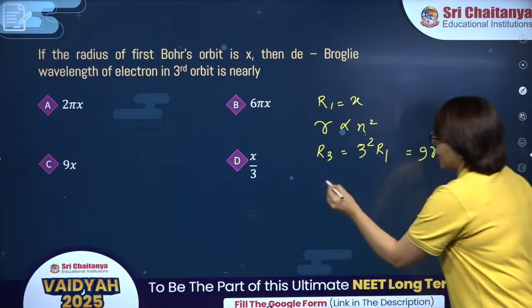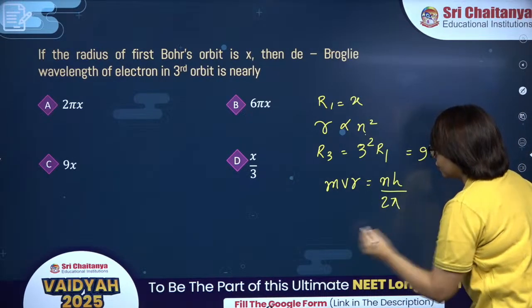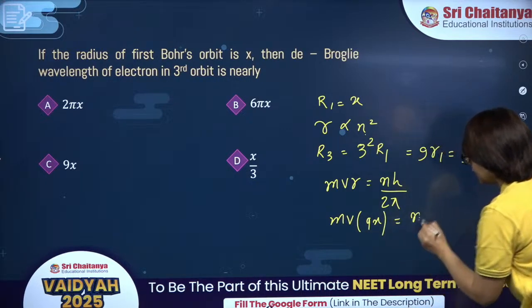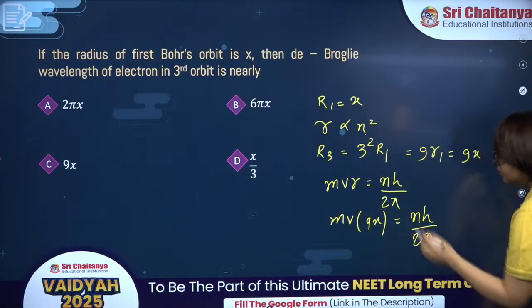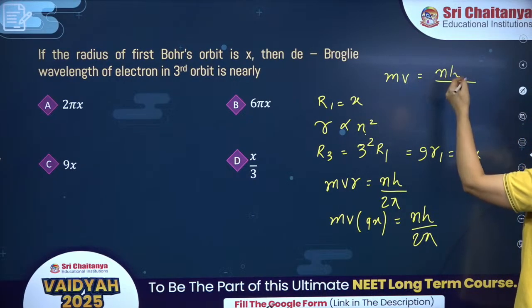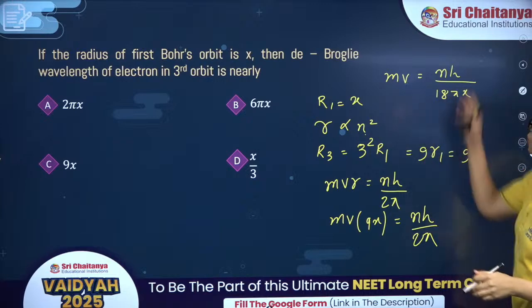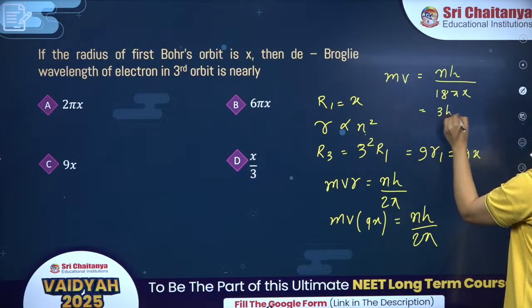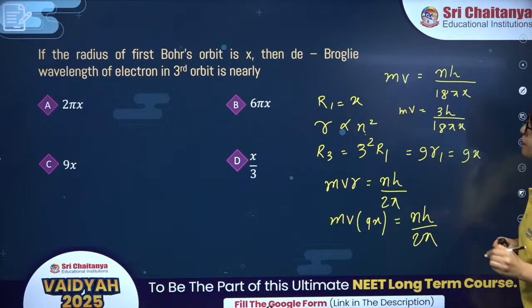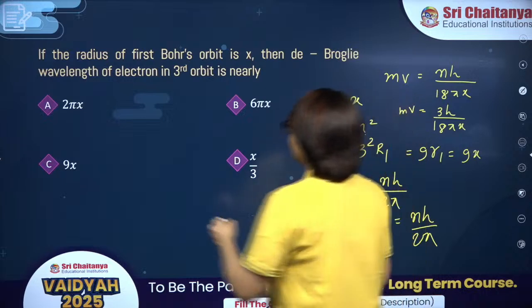Now we know that mvr is equal to nh upon 2 pi. So from this one, mv, r is 9x for the third orbit, is equal to nh upon 2 pi. So mv, the momentum of the electron is nh upon 18 pi x. n is equal to 3, so it will be 3h upon 18 pi x, that is equal to mv. Now de Broglie wavelength is h upon p, which is h upon mv.